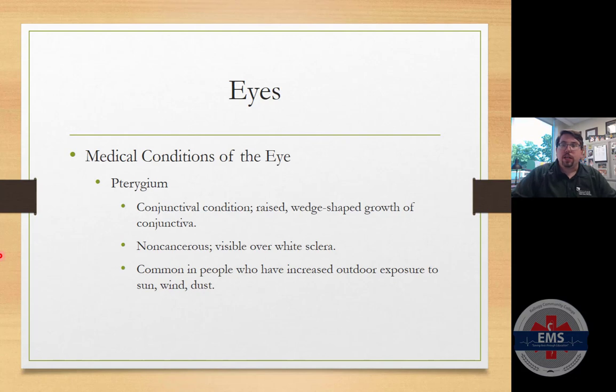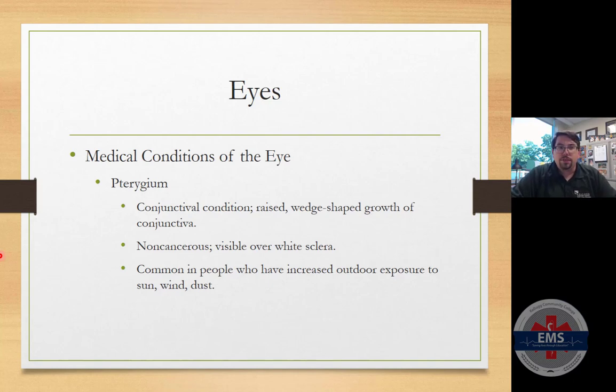So the next thing we look at is what's referred to as pterygium. In this case, this is a conjunctival condition where we're going to see raised, wedge-like shaped growth of the conjunctiva. It's non-cancerous and readily visible over the white sclera, and it can sometimes extend over the cornea and invade the visual axis of the eye.